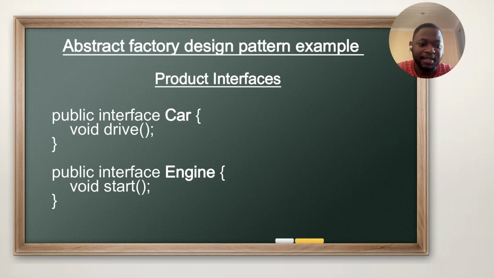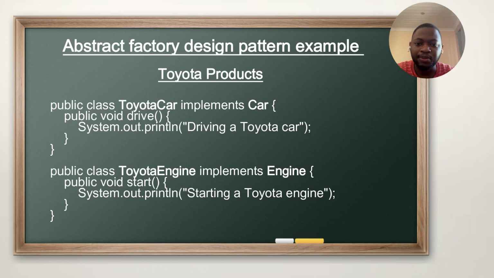Let's go on to the next slide and see what will happen. So here we have a Toyota products. For our Toyota products, we have a Toyota car subclass that implements the car interface that we had previously, and we are required to implement the drive method.